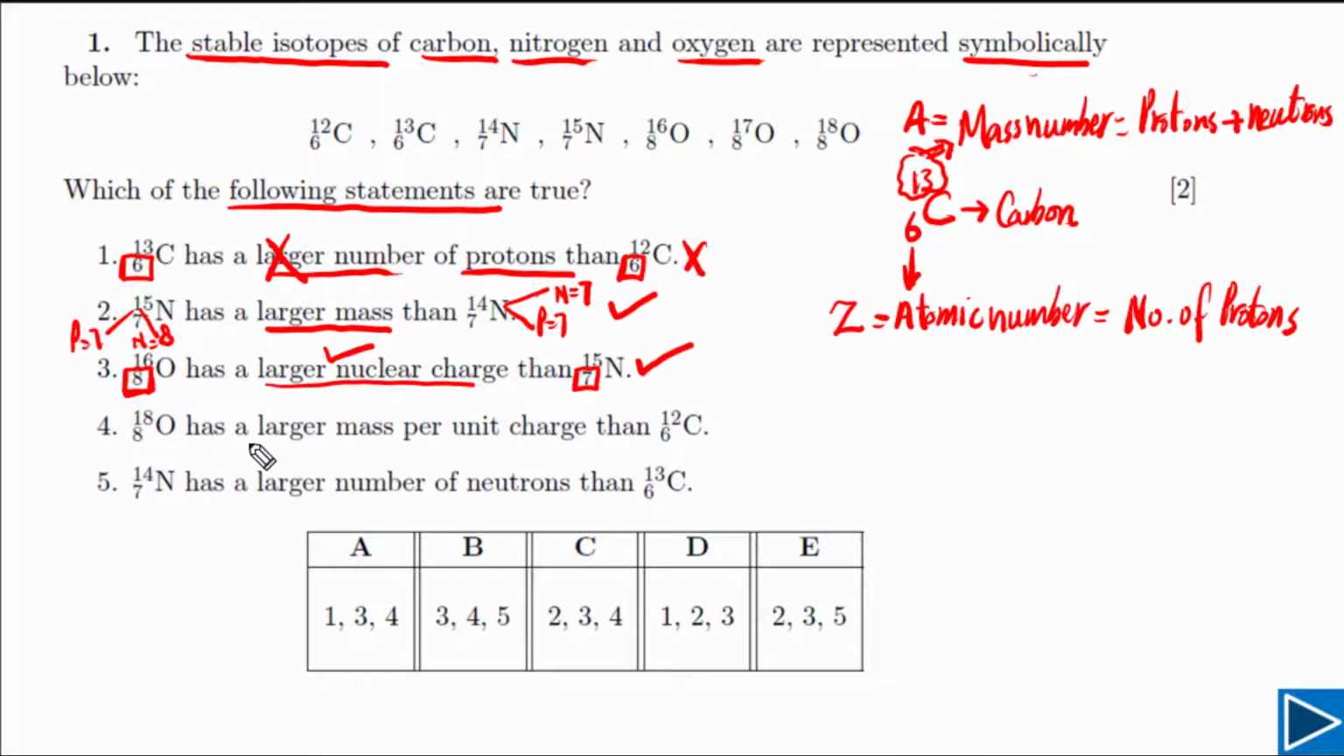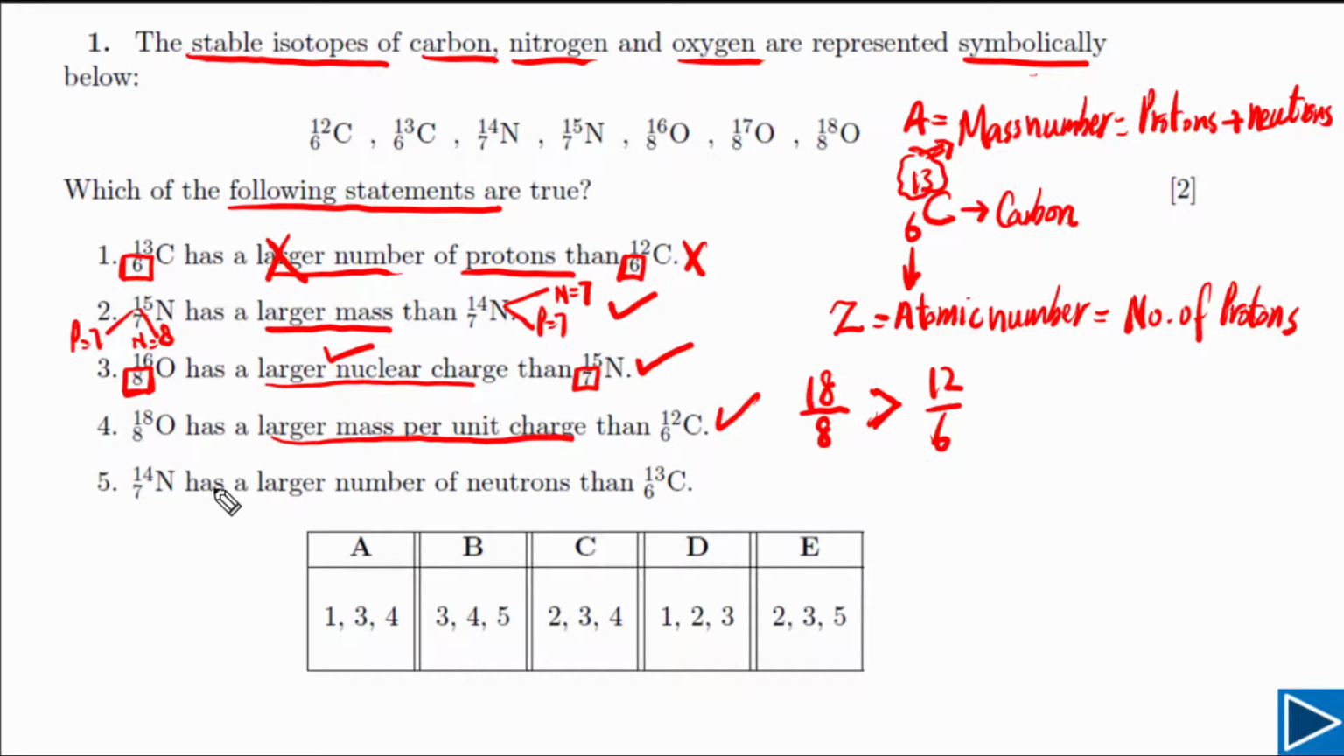If we go to the fourth statement, it is given to us that oxygen 18 has a larger mass per unit charge than C12. For this one, we simply need to find the mass to charge ratio. For oxygen, this is 18 by 8. And for carbon 12, this is 12 by 6. Now if we solve this, 18 by 8 is greater than 12 by 6. So this statement is also true.